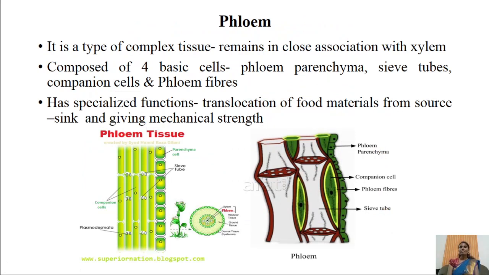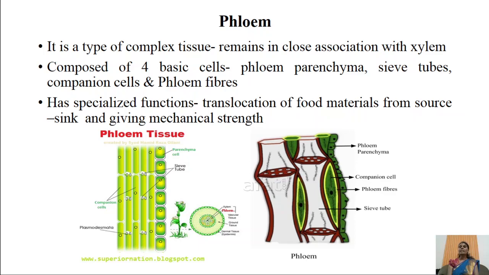Phloem is a type of complex tissue which always remains in close association with the xylem. Since it is a complex tissue, it is made up of 4 different types of basic cells: phloem parenchyma, sieve tubes, companion cells and phloem fibers. They have specialized functions, like translocation of food materials from the source.